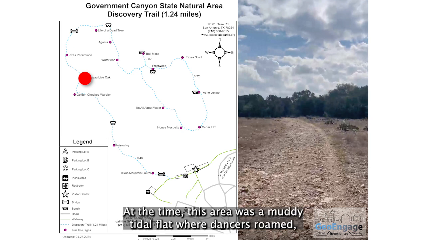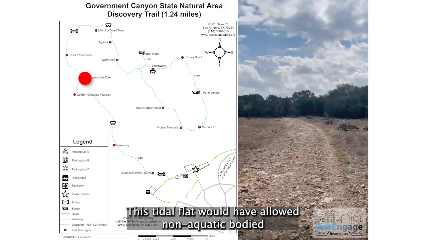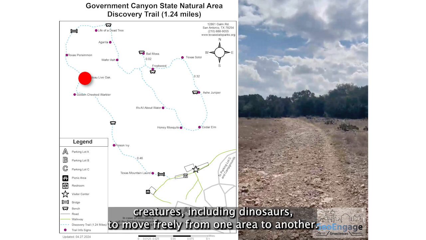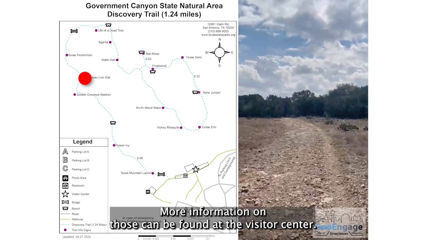At the time, this area was a muddy tidal flat where dinosaurs roamed, and other aquatic sea life such as oysters and clams would have thrived. This tidal flat would have allowed non-aquatic creatures, including dinosaurs, to move freely from one area to another. Some dinosaur tracks are present at Government Canyon State Natural Area. More information on those can be found at the Visitor Center.